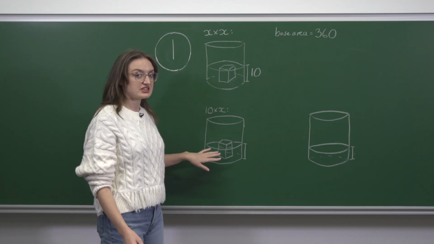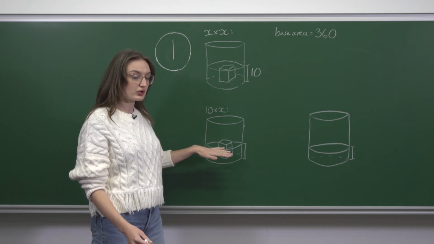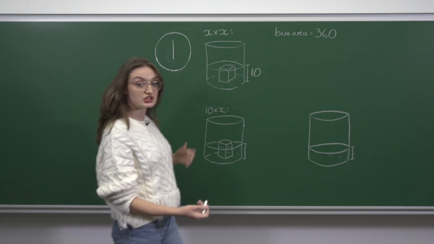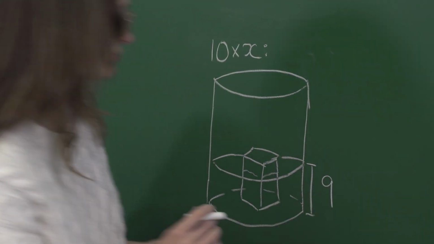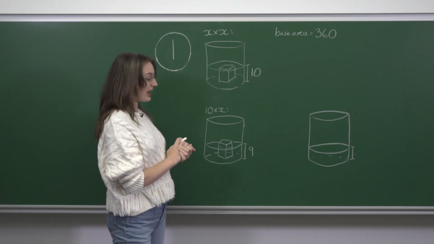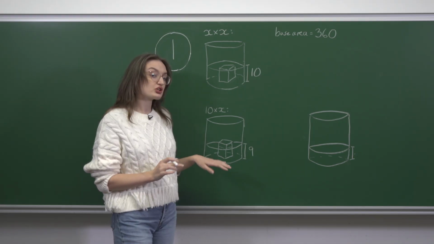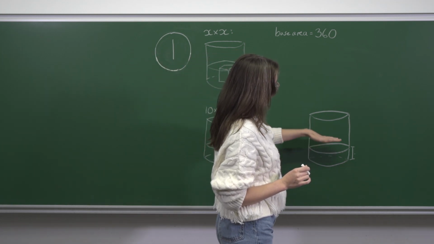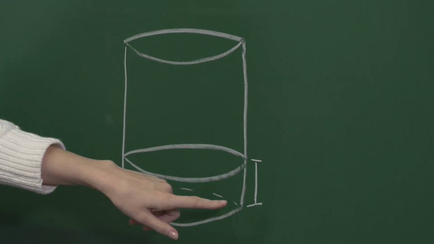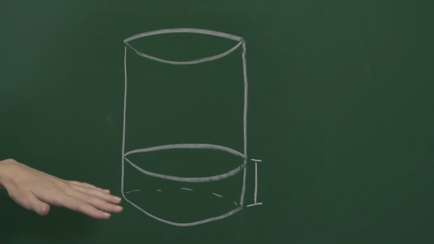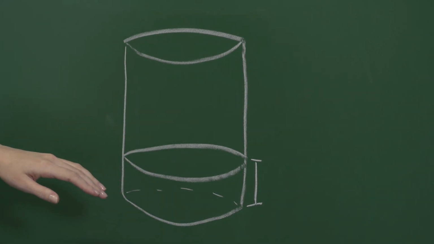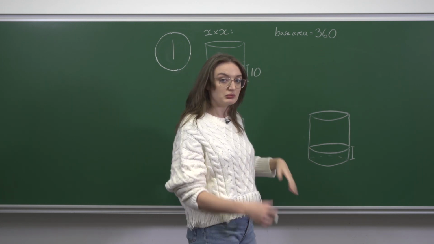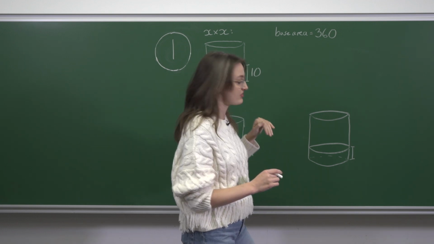When one of the other faces, a 10 by x face, is on the base of the water tank, the depth of the water falls by 1, so it's now 9. We're asked to find the depth of the water when the cube's removed entirely. The volume of water in this tank will be the base area of the tank multiplied by the depth of water. We know that the base area is 360, so the depth is going to be whatever the volume of water is divided by 360.